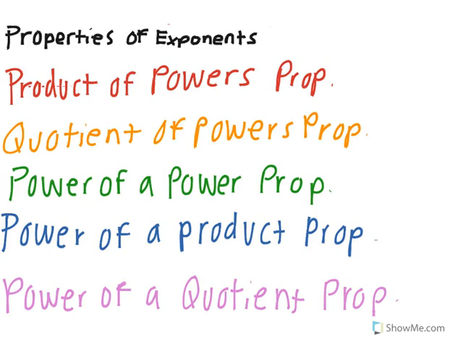Okay, these are the main 5 properties of exponents. We will go over them in the next 5 slides, and I'm just here to list them off to you. It's the product of powers property, the quotient of powers property, the power of a power property, the power of a product property, and the power of a quotient property.